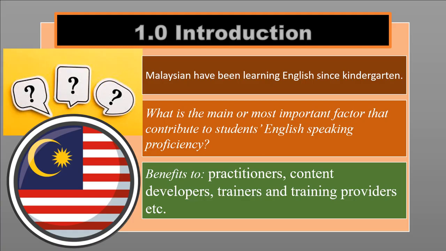That is why the main objective and research question of this study is to assess and find out what is the main or most important factor that contributes to student English speaking proficiency. It is believed that the findings of this study can be of benefit for a vast group of practitioners, content developers, trainers, and training providers who are involved in English language teaching and training, and other authorities in finding the right strategy to make sure that more students can speak better English in the future.